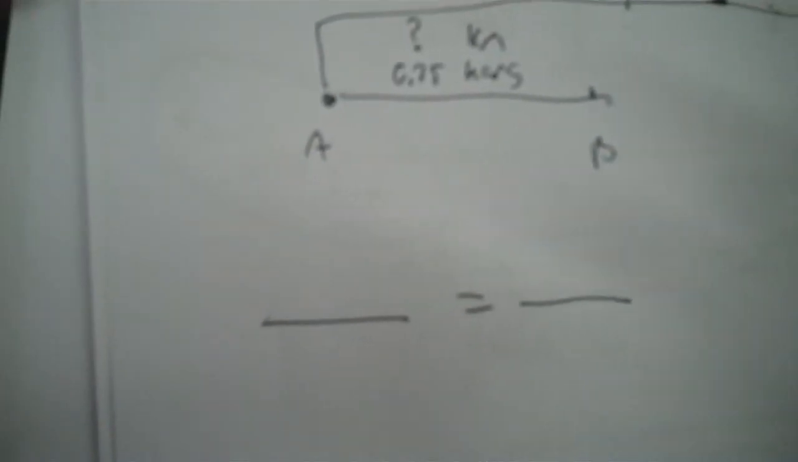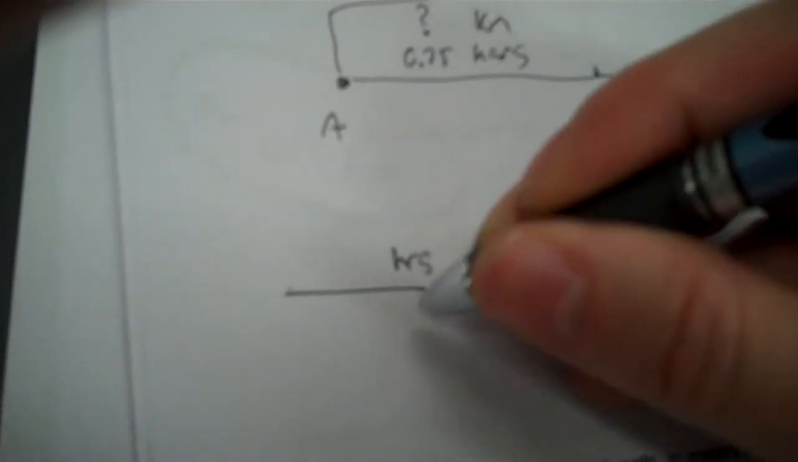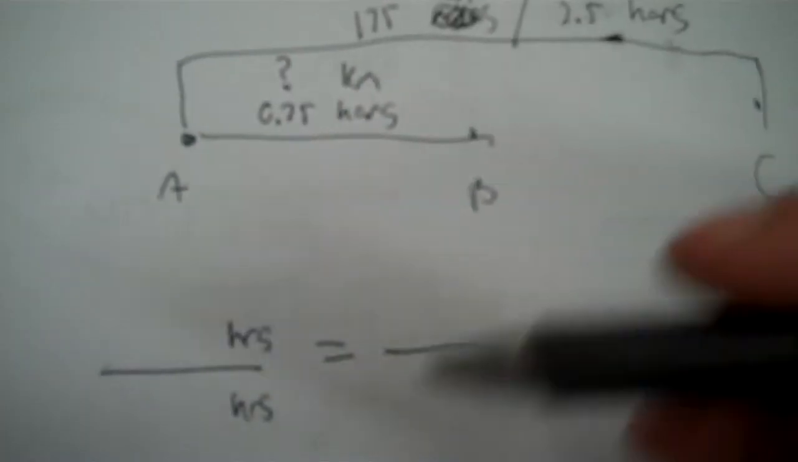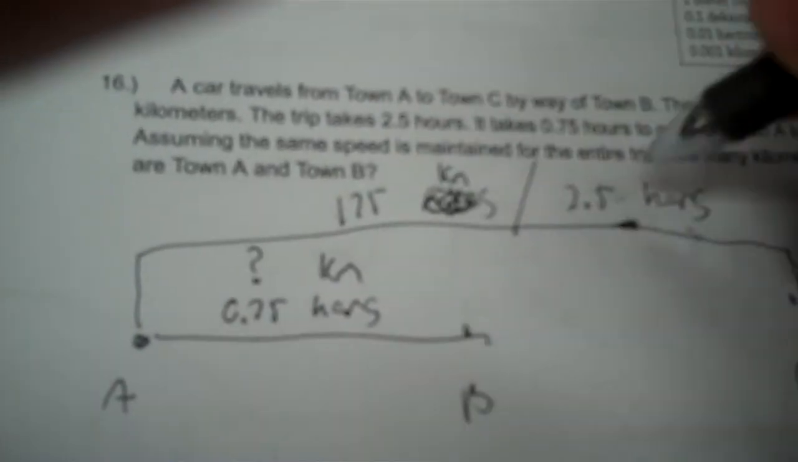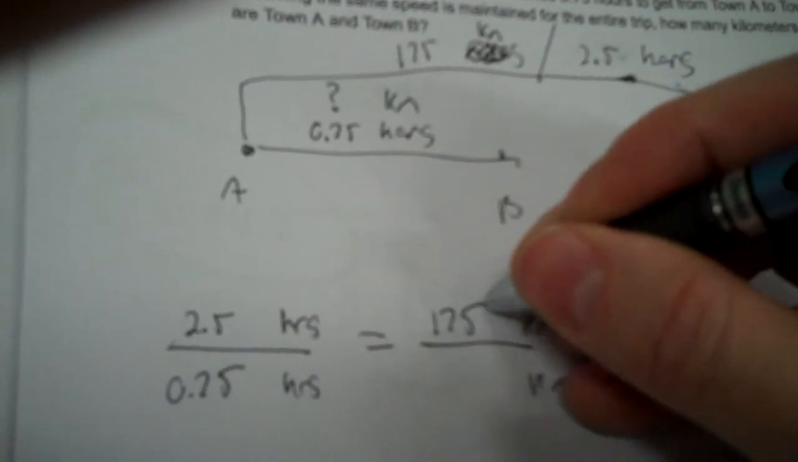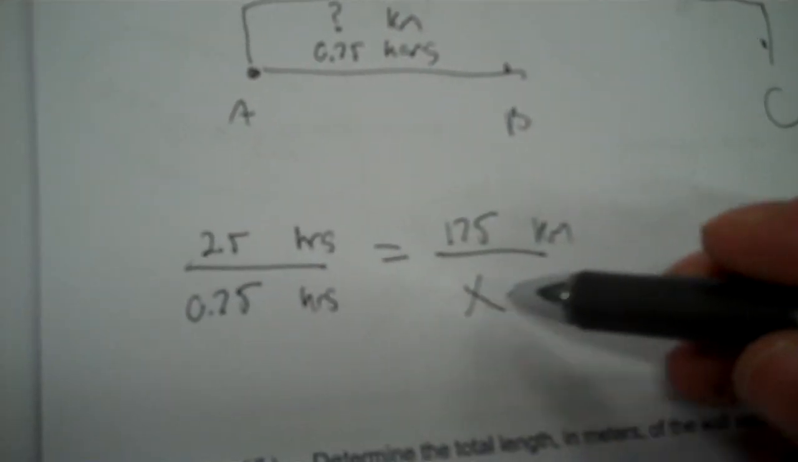Well, all you're going to do is set up a proportion. These aren't unit multipliers. You're going to put hours so you can do the cross multiply and divide, and then kilometers. So look at your hours. You know you got 2.5 and 0.75. Remember, set up the common labels. Then your kilometers. Well, you know you got 175. That's with the 2.5. And then X kilometers. You're trying to figure out how many kilometers go with the 0.75. And then you can just cross multiply and divide.